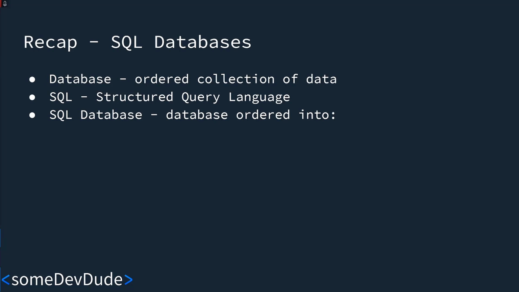database ordered into the following. So a database will have tables, and then each table will have a set number of columns with a data type associated with each column. And a table can have 0 or more rows.